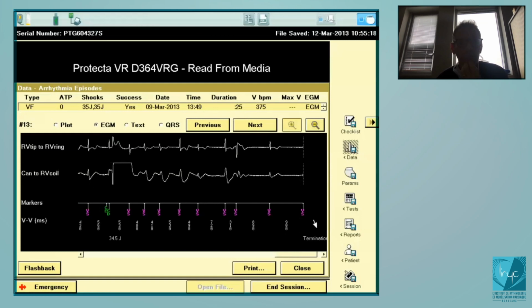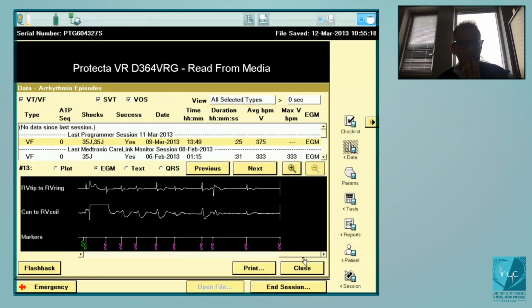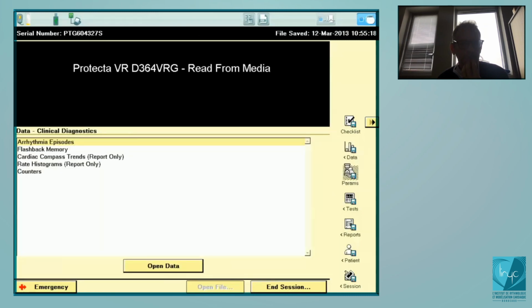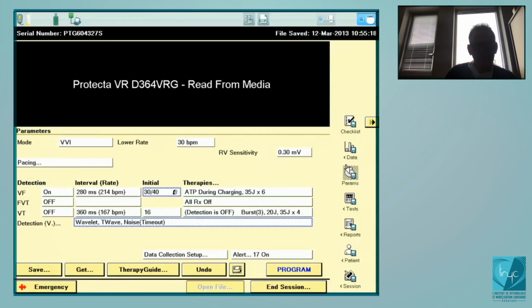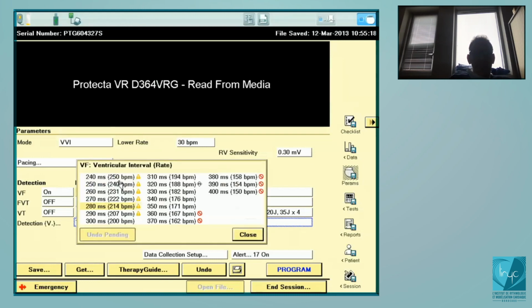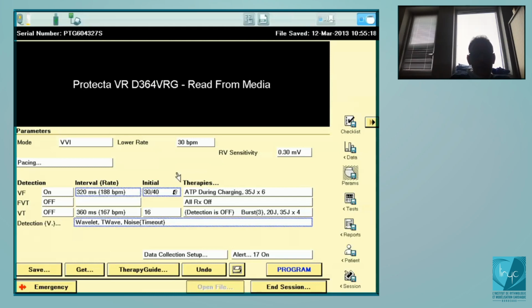So if you click now on parameters, you see how it is programmed here. That's the traditional programming. You see one VF zone. The limit here is a bit higher. In the recommendation, it's 188 beats per minute or up to 200 beats per minute, but here it's programmed a bit higher. That's the traditional programming here. And if you can show me the redetection counter.